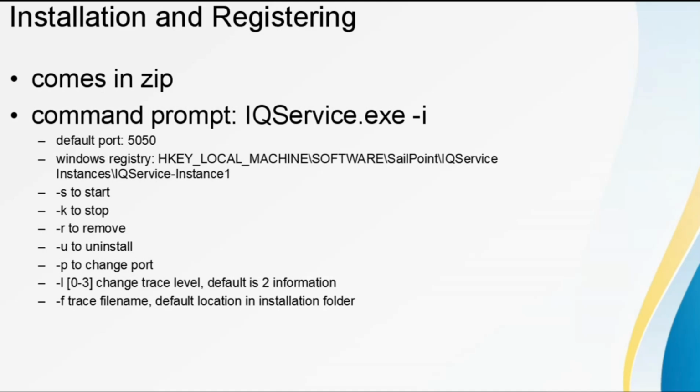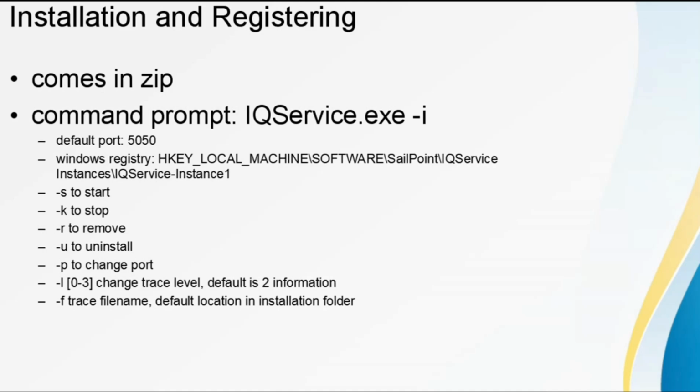We have IQService.exe. We will see the installation in a while. This exe can be installed using the command IQService.exe -i, where i stands for installation. The default port is 5050, but you can always change the port if 5050 is not available for you. We will see how to change it. Once you install IQ Service, the Windows registry is modified and it creates a service in HKEY_LOCAL_MACHINE.